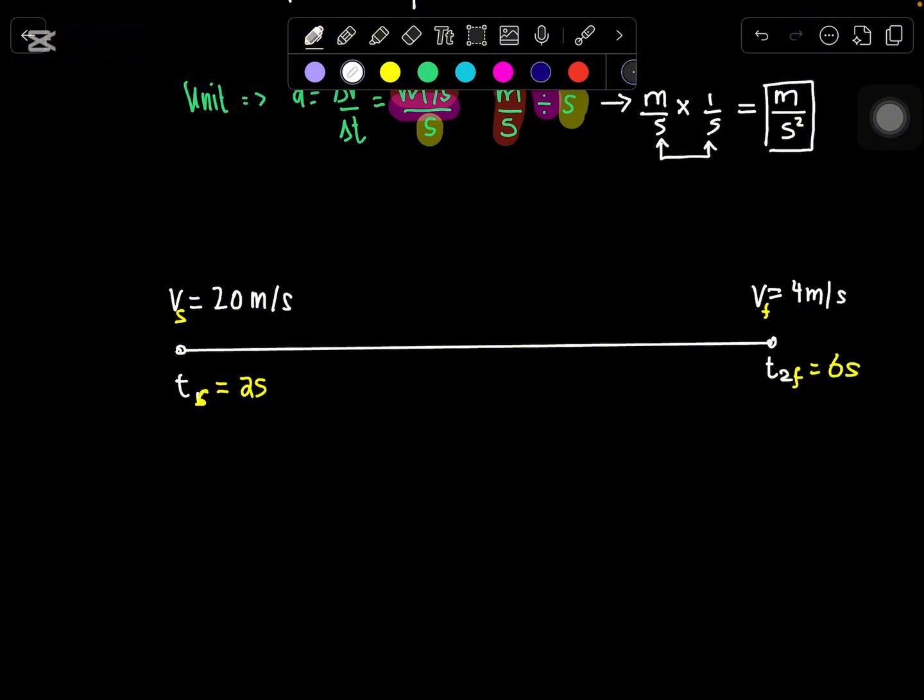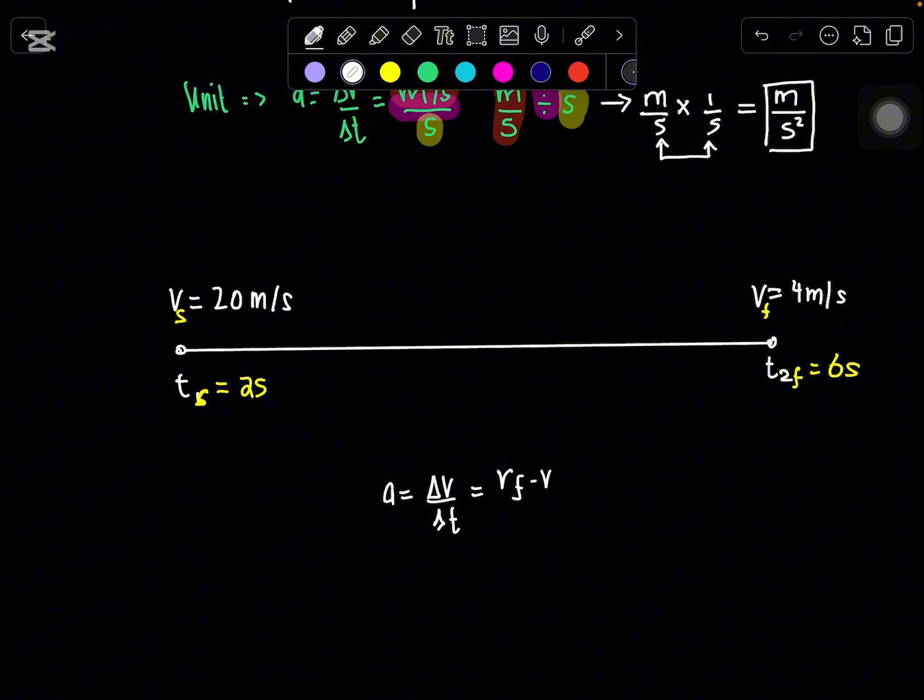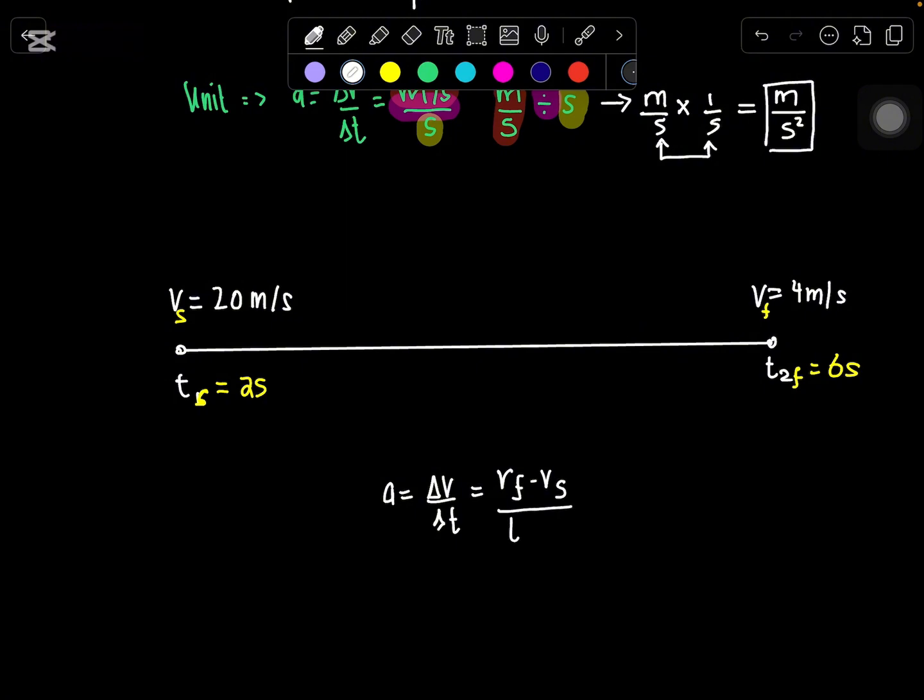Now, if I want to find my acceleration, I will use my formula delta v by delta t, which is final velocity minus the initial or start velocity divided by your final time minus your start time. Remember, the final comes first, okay? Final comes first. Learn with me. Final velocity minus the start velocity divided by final time minus the start time. Now, your final velocity is 4 minus your start velocity is 20, divided by your final time is 6 seconds minus your start time is 2 seconds.